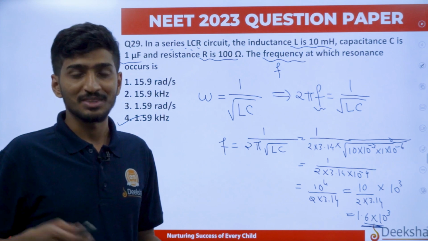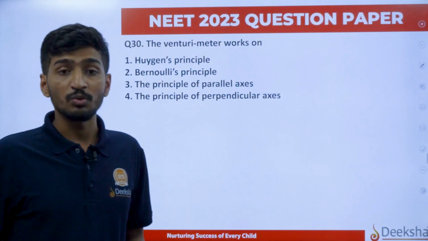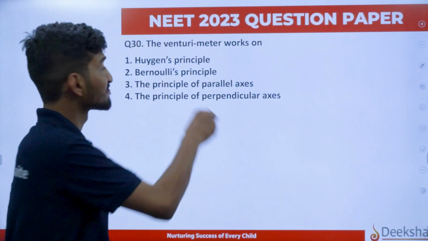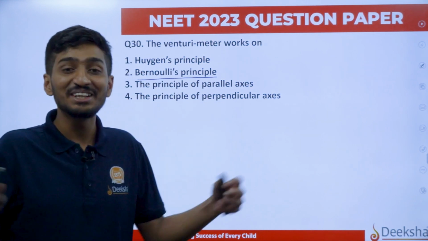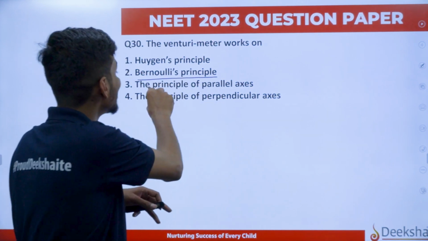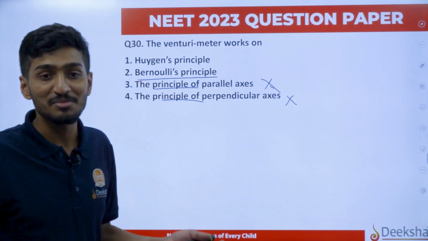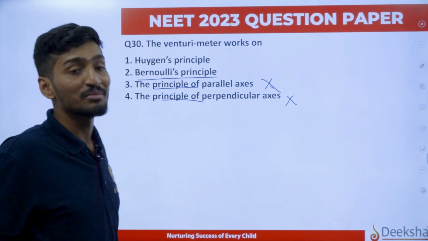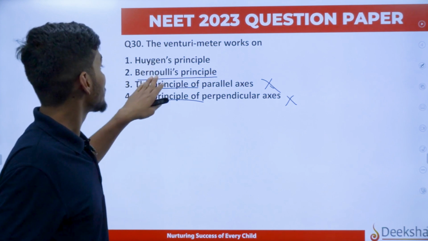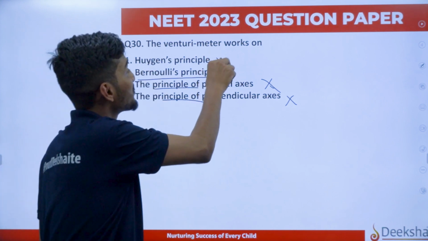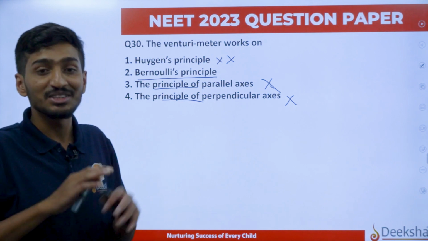Okay, let's move on. Venturi meter. Now Venturi meter works on Bernoulli's principle. This isn't even close. These two aren't even from the same chapter. These are from rotation. These principles are from rotation. This is a fluid mechanics question. Huygens principle, Bernoulli's principle. Huygens principle is from waves. This isn't even about it.